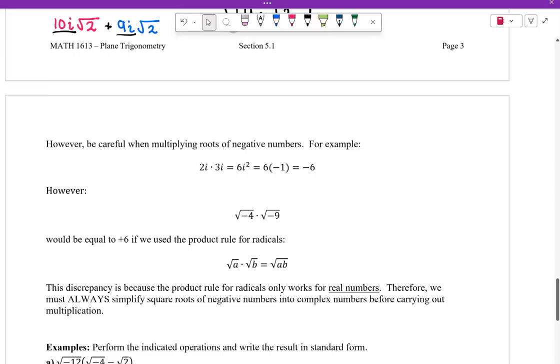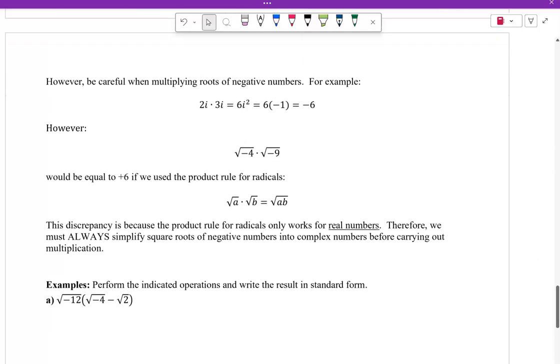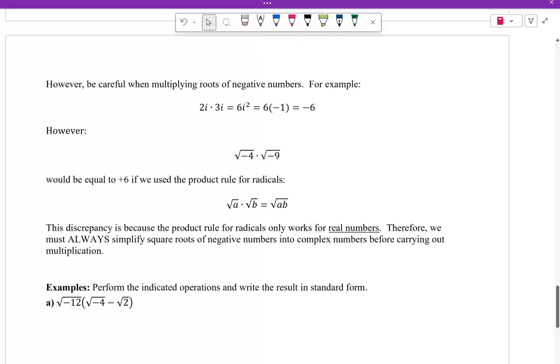Be careful when you're multiplying the roots. So let me show you what's going on here. If we have a 2i times a 3i, we get a 6i squared, but i squared is a -1, so we get a -6. However, notice what happens here. If we were to multiply this and use the product rule, which means we can just multiply these together and say -4 times -9, that would give us a 36, and the square root of 36 is a 6, okay? This is if we use the product rule for radicals.